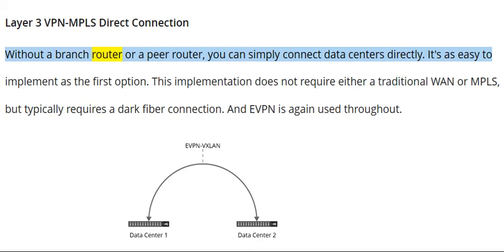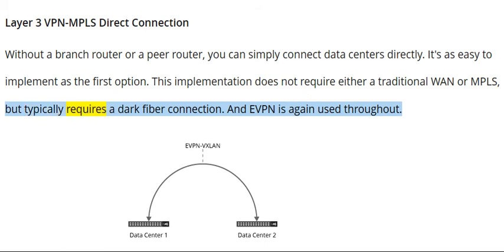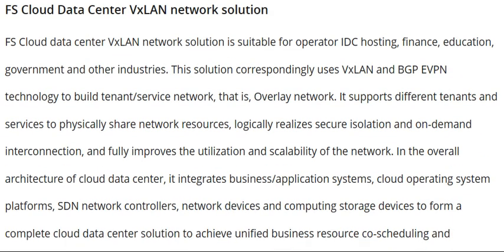Layer 3 VPN MPLS direct connection. Without a branch router or a peer router, you can simply connect data centers directly. It's as easy to implement as the first option. This implementation does not require either a traditional WAN or MPLS, but typically requires a dark fiber connection. And EVPN is again used throughout.